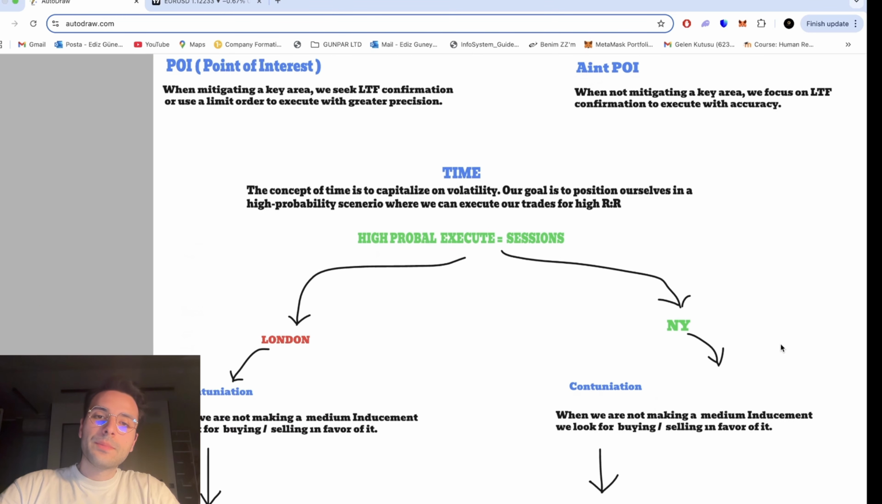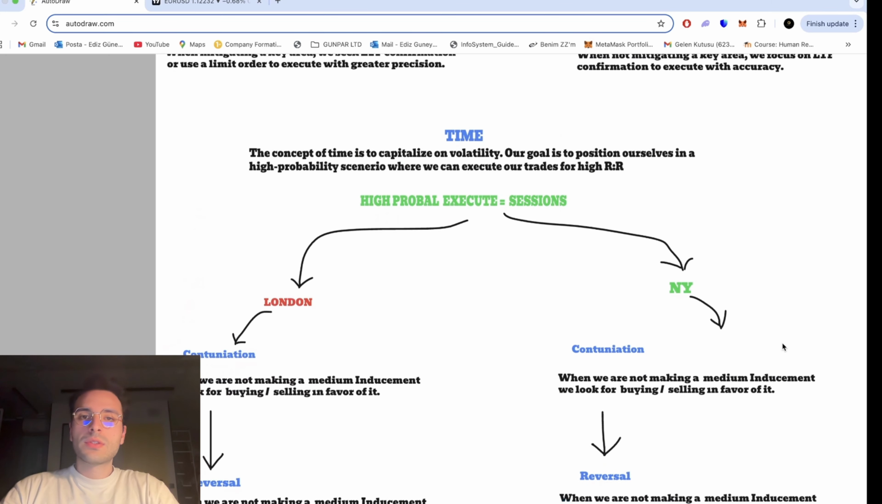Time is very important, especially when it comes to forex trading. You cannot trade at any time inside of the session. We always choose the most volatile sessions for executing our trades. The most volatile sessions are, first, London, and on the other hand, New York.